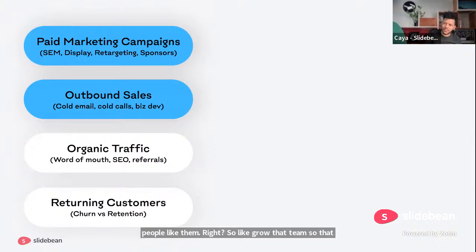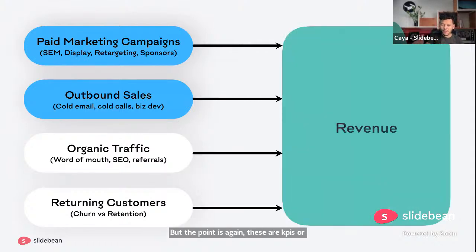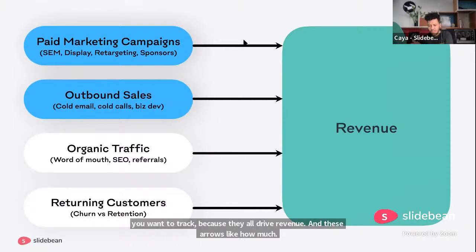And that's what I'm trying to portray here, that these blue boxes, blue pills, refer to the fact that, hey, I need to spend money to make money with these channels. That's not to say you don't spend money to make money through organic traffic, right? SEO costs time and effort, money. But it's not directly proportional, right? You wouldn't say that if you double your SEO team, you're going to double your SEO traffic. That's not how it works, right? So it's probably more like a fixed cost. But the point is, again, these are KPIs or expenses that you want to track because they all drive revenue. And these arrows, like how much do we have to pay in paid marketing to drive $1,000 worth of revenue? That's your cost of acquisition, right? And that's what those arrows mean.